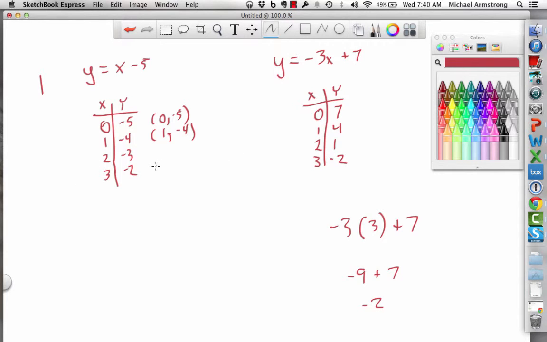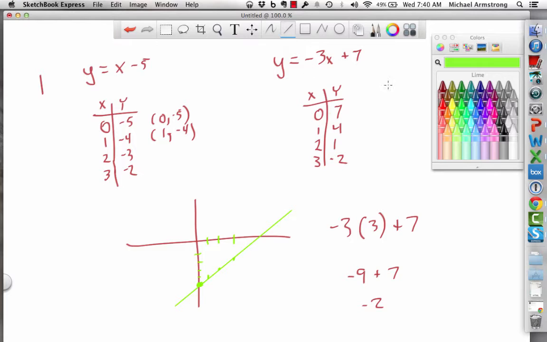So we get negative 2. And this is where you can see it. This one matches this one, and you know you can quit. If I draw these, say, in lime green here, I've got 0, negative 5, which is down here. And I've got 1, negative 4, and I've got 2, negative 3, and I've got 3, negative 2, and I've got this line that kind of goes through here.